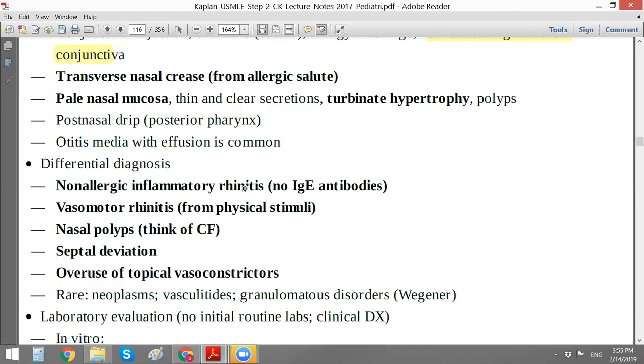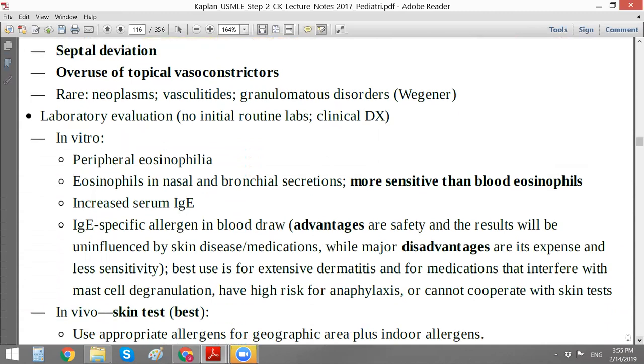Differential is non-allergic inflammatory rhinitis. There is no IgE antibodies in non-allergic. Vasomotor from physical stimuli. Nasal polyps, think of CF. Nasal polyps also in asthma or aspirin sensitivity. Septal deviation, overuse of topical vasoconstrictors, rare granulomatous disorders.